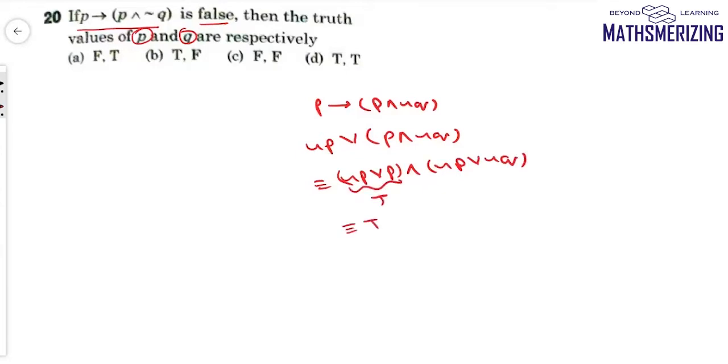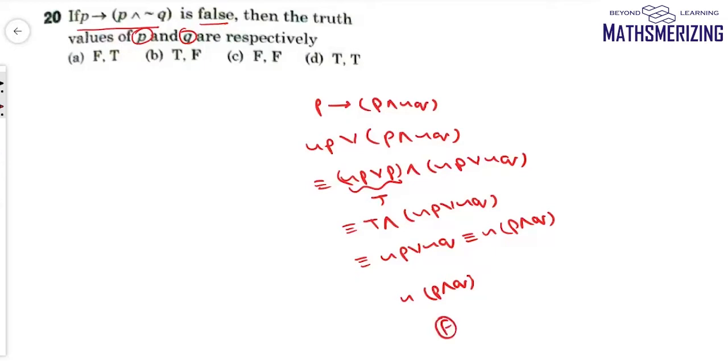So this is true and not P or not Q. Now true and A is simply A. So this is not P or not Q, and De Morgan's law says this is not of P and Q. So now it says this not of P and Q is false. So this is false when P and Q is true. And we know that conjunction is true only when both P and Q are true. So which is option number D.